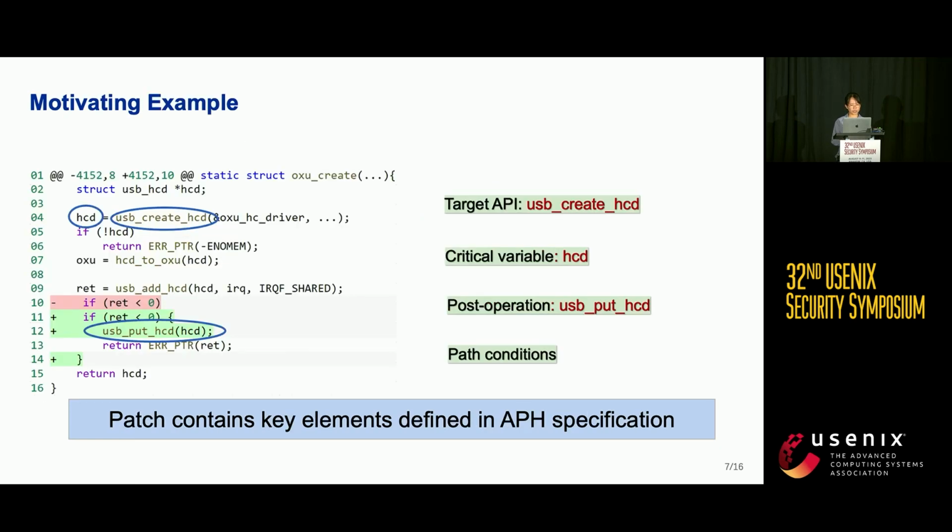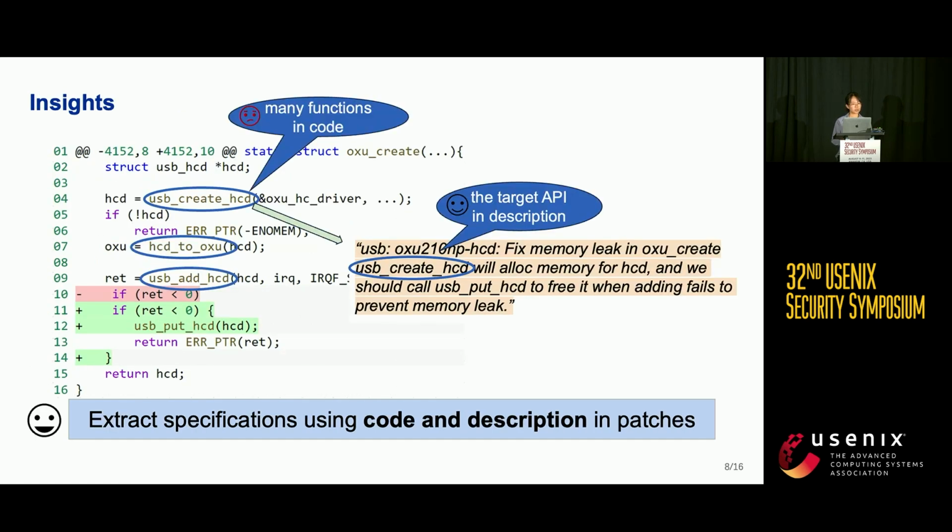With this, let's look at how a patch contains these elements. As we can see from this example, in the patch code, the target API call usb_create_hcd allocates memory for the critical variable hcd, but it didn't release the allocated memory. To fix this bug, the patch added the post operation usb_put_hcd, and the corresponding path comes with its own conditions. It's clear that these elements are all within the patch code. Based on this, we propose to extract specifications from patch code.